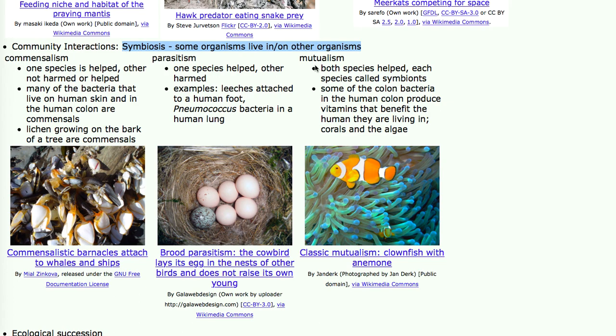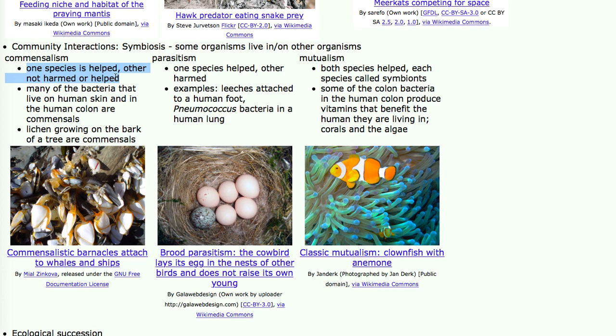Commensalism, parasitism, mutualism. Commensalism is where one species is helped, but the other species is not harmed or helped. And so they're just kind of going along for the ride. You've got a number of bacteria growing on your skin that are just there and they really don't do much for you. Some do, but some don't. The ones that don't do anything for you are commensals. The ones that are doing things for you are different.